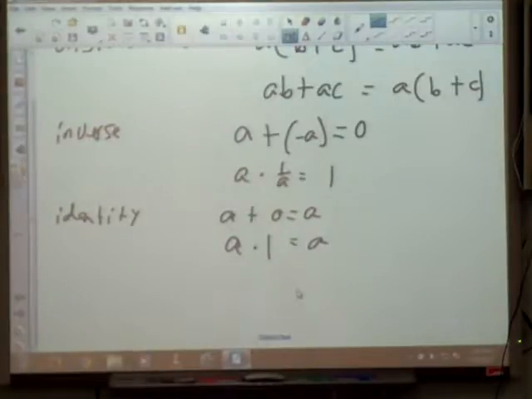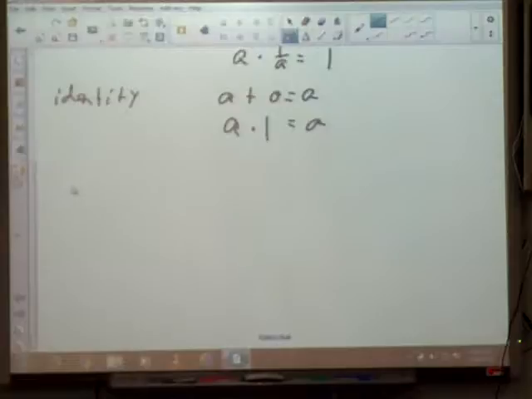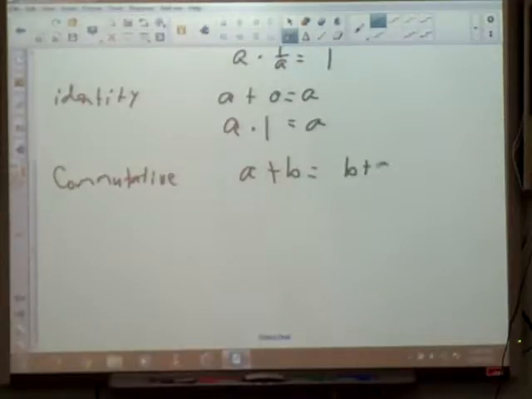Alright, so commutative, C-O-M-M-U-T-A-T-I-V-E, lets you change the order of something, and that can work in addition, A plus B, we know it's the same as B plus A, and in multiplication, A times B is the same as B times A. Commutative does not work in division or subtraction. It's got to be add and multiply. Commutative lets you change the order.